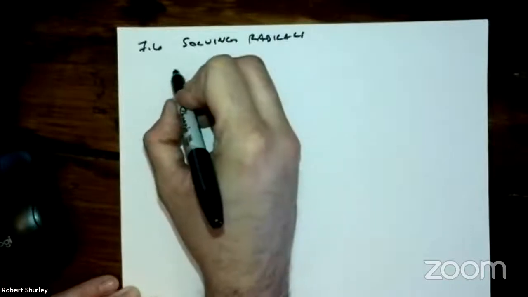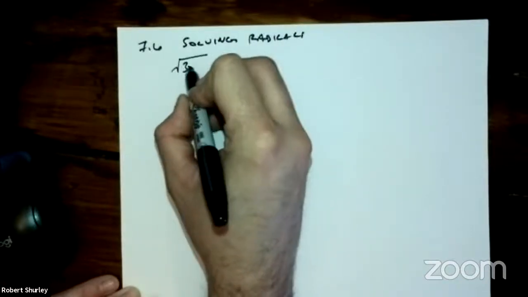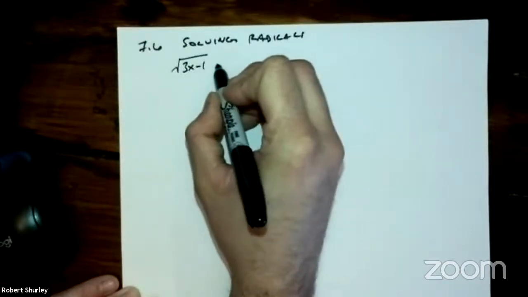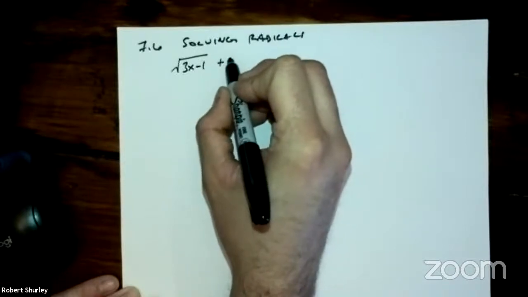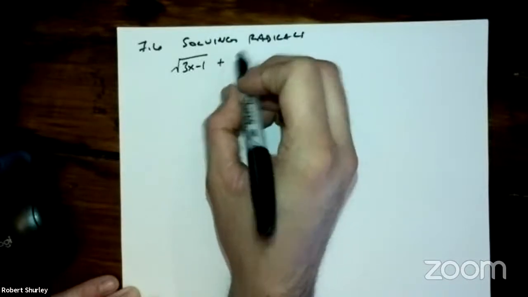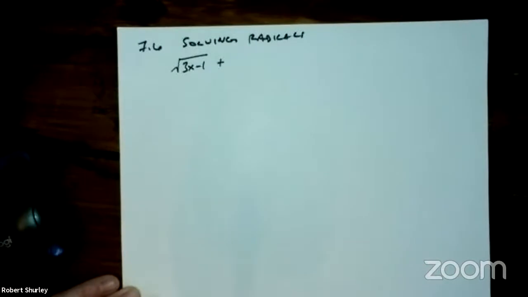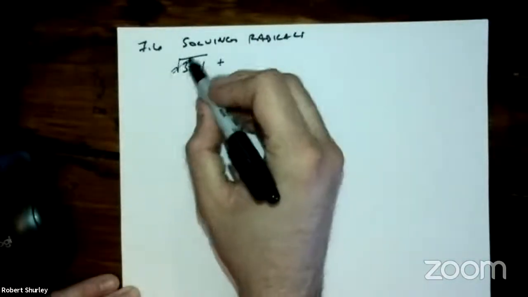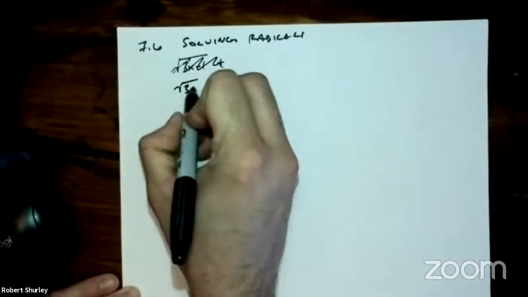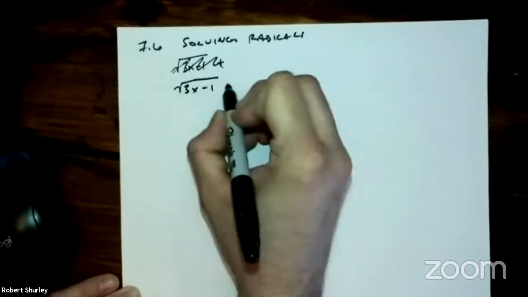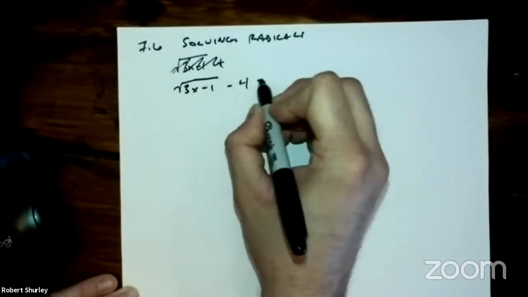Solving radicals. If we had, let's say, the square root of 3x minus 1... actually, let's not do that one. I lied. The square root of 3x minus 1, minus 4, equals 0.